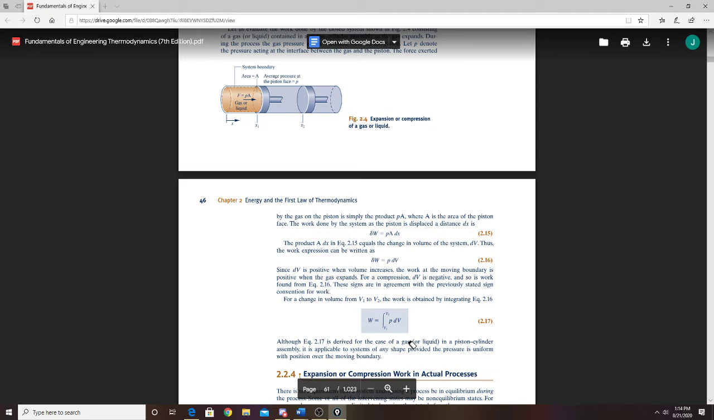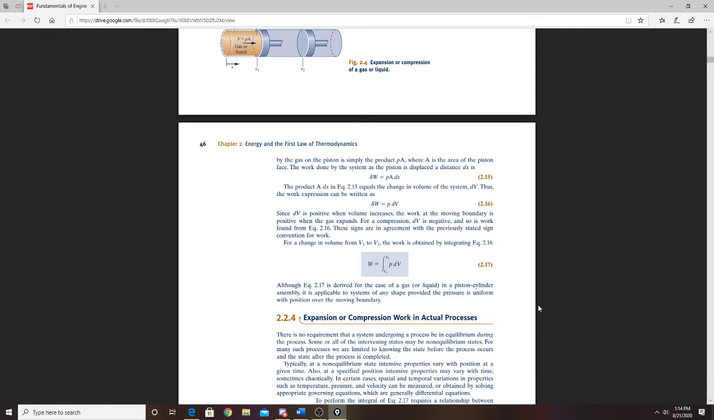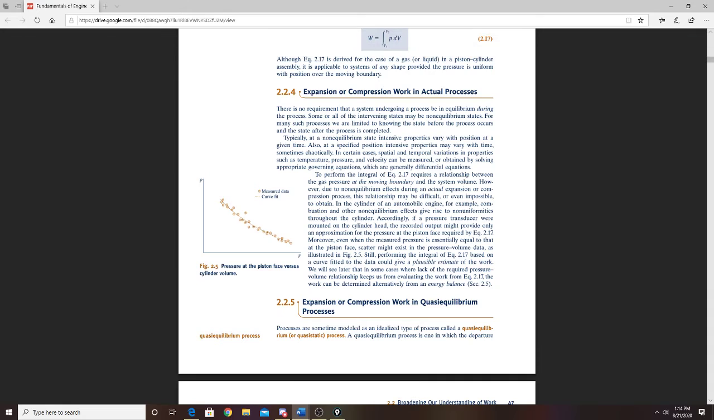So it says, for a change in volume from V1 to V2, the work is obtained by integrating that equation. And then it says, although equation 2.17 is derived for the case of a gas or liquid in a piston cylinder assembly, it is applicable to systems of any shape provided the pressure is uniform with position over the moving boundary. Okay? Now we can move into actual processes, but let me see if there's anything else I missed before we do that. Nope. Okay, moving on.